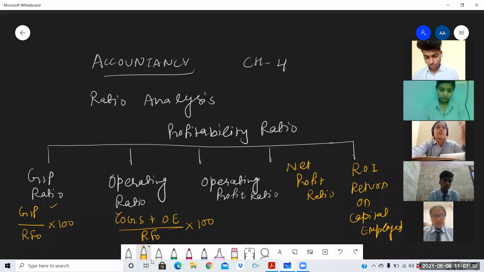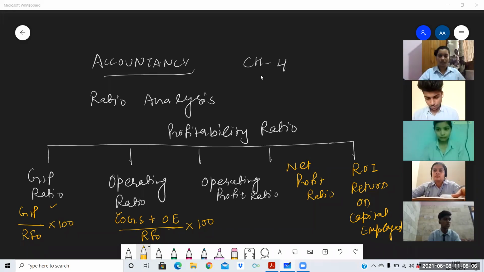I am getting many answers in the chat box. Yes, very good, Shiv, Ajay, Anshika. Yes, Vidyanshi, what are COGS plus operating expenses combinedly known as? Yes, Ishita, unmute yourself. So what are COGS plus operating expenses known as? The actual operating cost. Yes, very good. Operating cost. Cost of operations means the cost of running the business. COGS means cost of goods sold plus operating expenses upon RFO into 100.